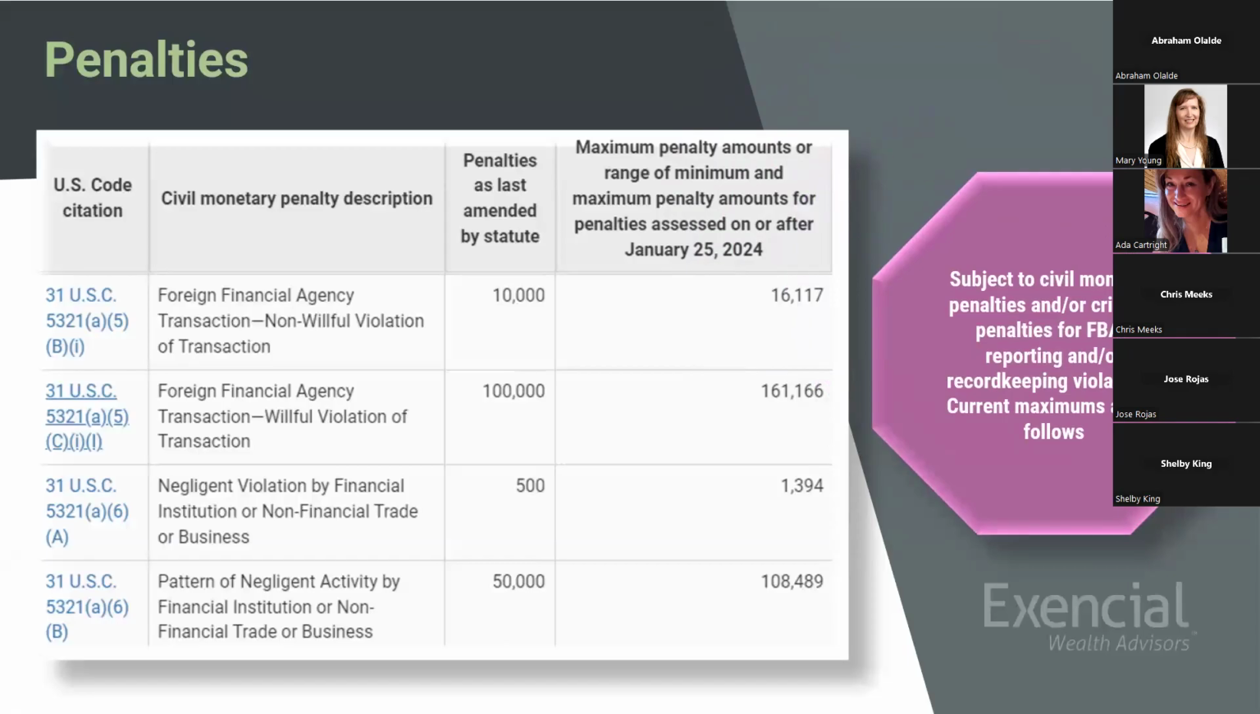Also, just keep in mind that the streamlined filing procedures can help you make up to 6 years of FBARs reporting, and you must be in good faith, but we don't want to get there. So just want to make sure we're in compliance.